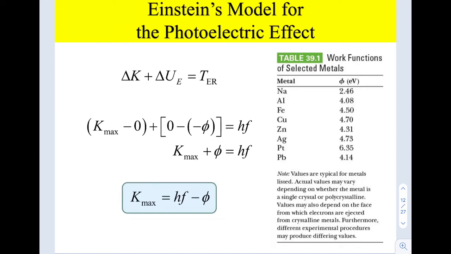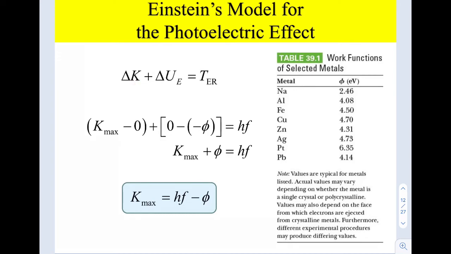So now, Einstein's model for the photoelectric effect. Based on Einstein's model, it's not only using classical conservation of energy. Now it involves the transfer of electromagnetic radiation, where the change in kinetic energy plus the change in electric potential energy must be equivalent to the transfer of energy in terms of electromagnetic radiation.